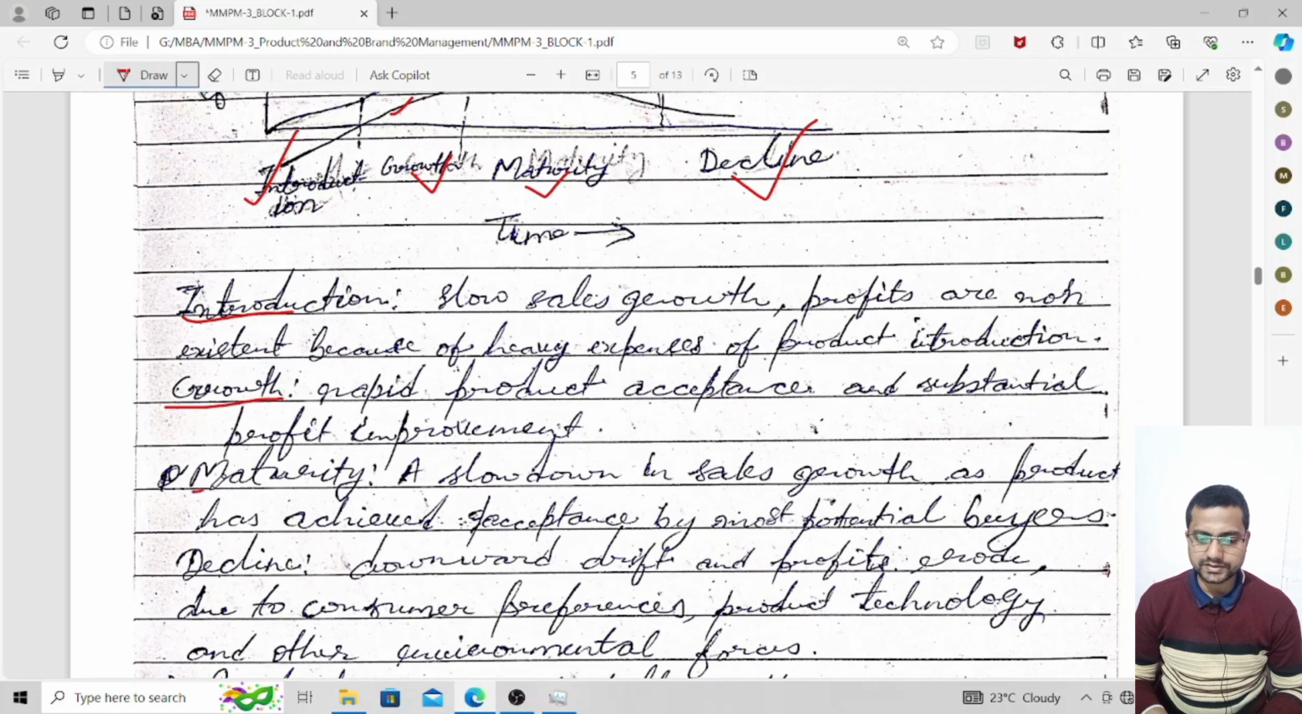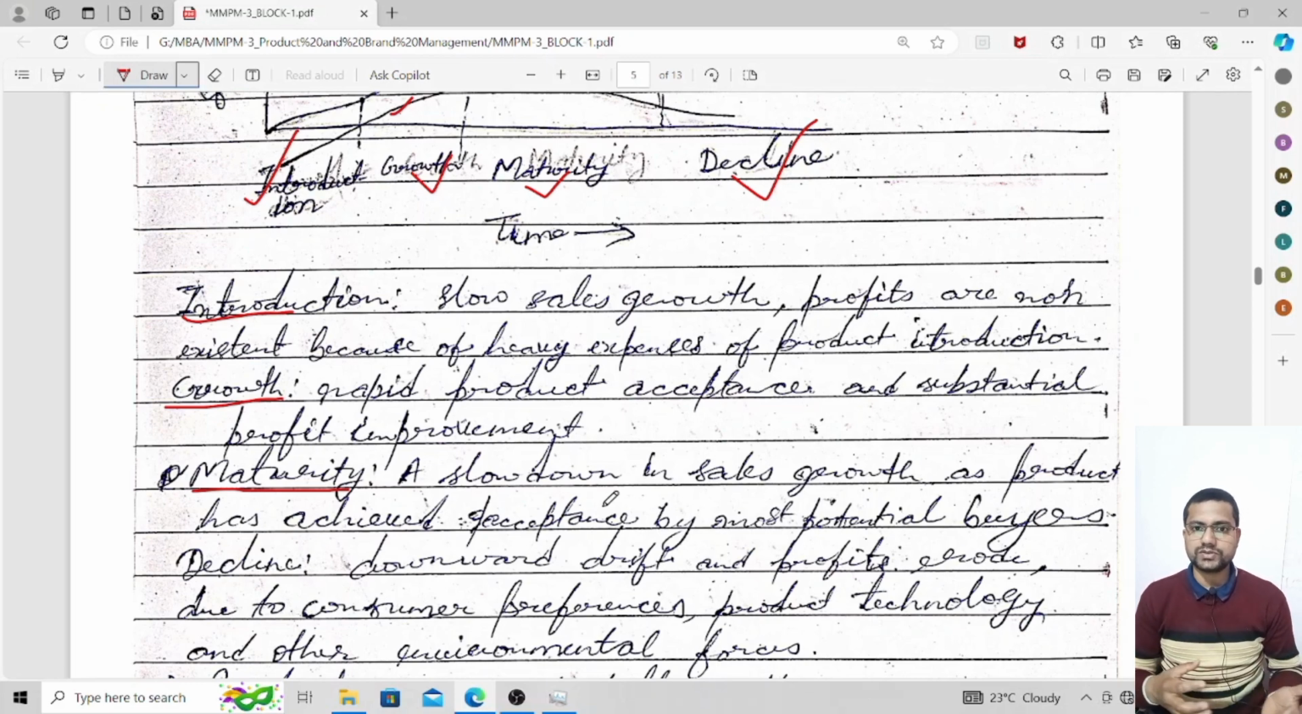The third stage is the maturity stage. In the maturity stage there is a slowdown in sales growth. In the growth stage people were accepting the product, meaning they were demanding more because they started liking it. But in the maturity stage, that growth starts to decline, as the product has achieved acceptance by most potential buyers.